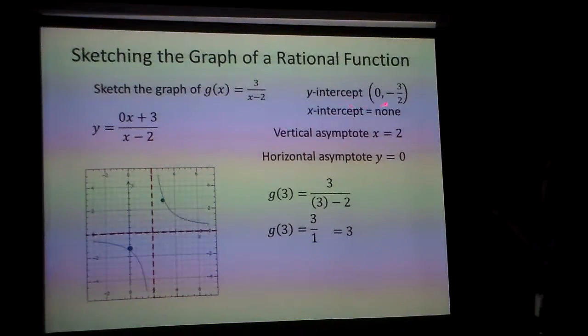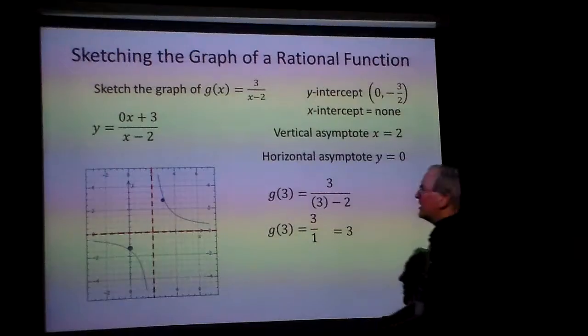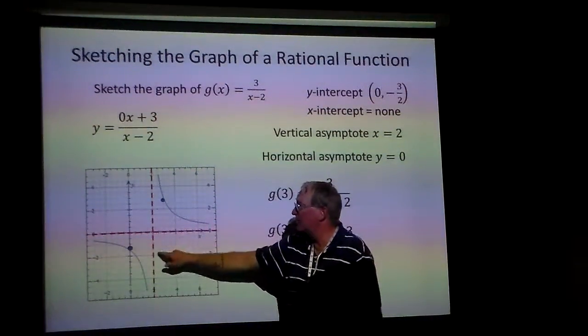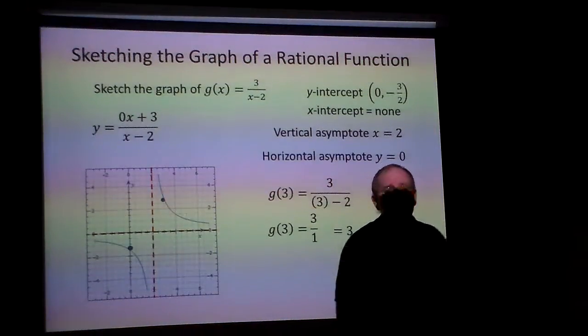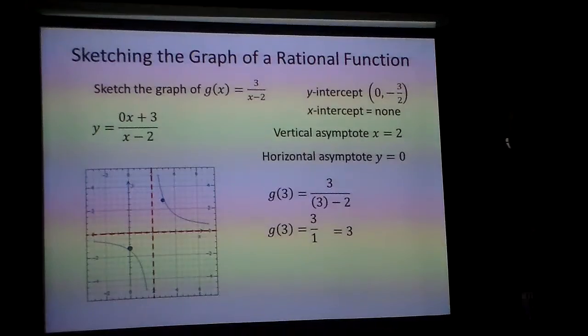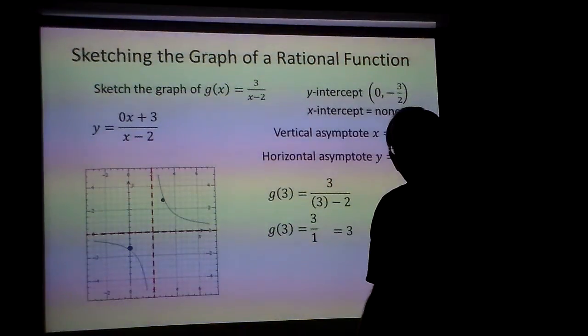How did I do it? The y-intercept. Usually if there's an x-intercept, we'll mark it, but there wasn't. A vertical asymptote, a horizontal asymptote, and we have these nice, smooth, curvy lines in each section that will never touch the asymptotes. That's how you graph one of these. That was the basic simple one. All right?